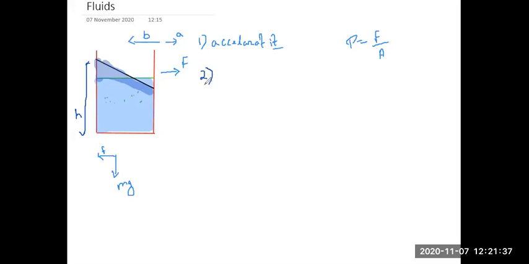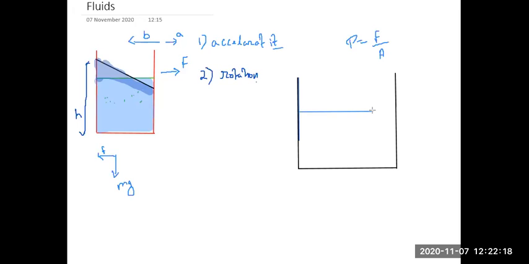What is the second way? Tell me. Yes, very good, Abhiram, that is the second way: rotation. Now, when we start rotating it, suppose we start on the diagram, this is the black one. Suppose we have one container which I'm rotating a bit from the bottom, and we have a liquid till this level. Initially, we have liquid till this level.